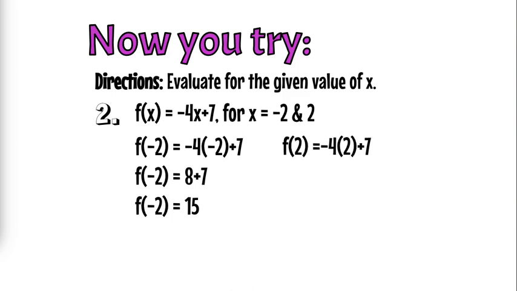If we want to evaluate for f of 2, we plug in 2 for each of our values of x. So f of 2 equals negative 4 times 2 plus 7. Negative 4 times 2 equals negative 8, plus 7 equals negative 1. So f of 2 equals negative 1.